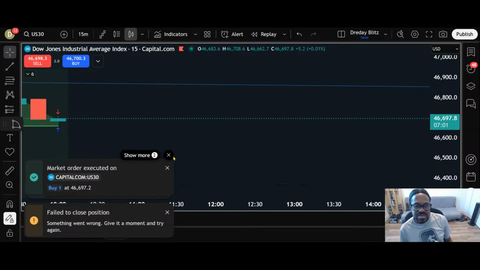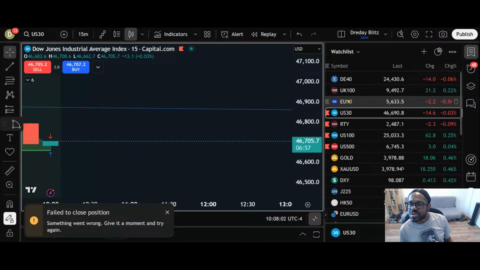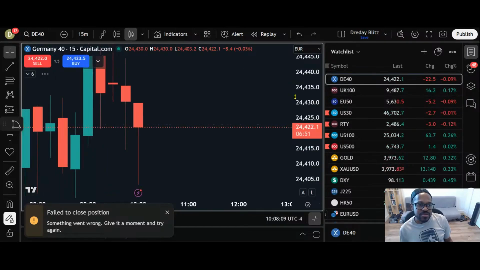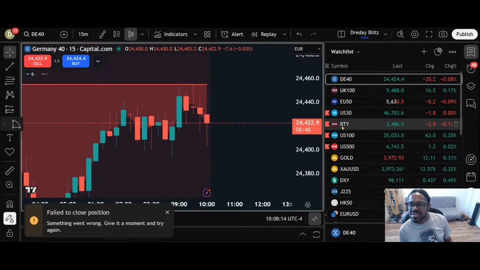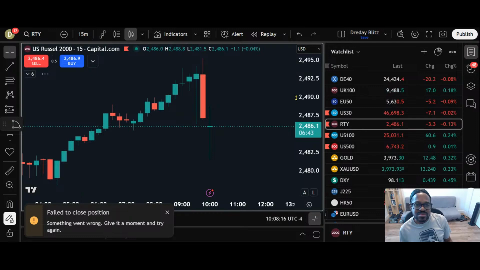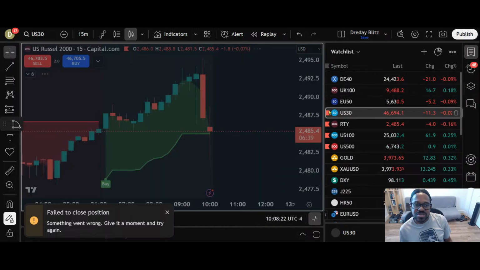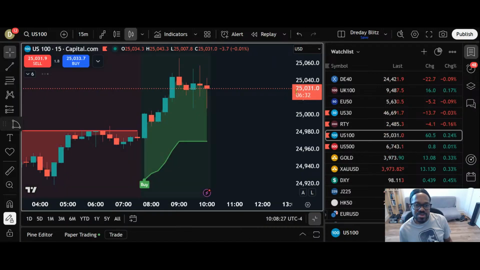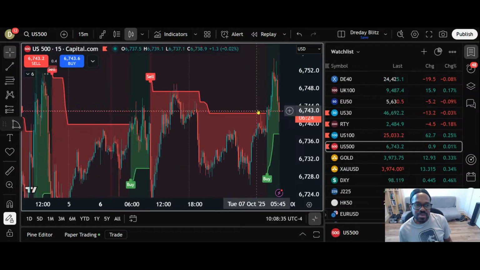All right. If we look at all of the setups here, we had Russell, which was a buy. US30 was a buy, but like I said, most of the setups here were starting to reverse. S&P 500. So you see, all of them are reversing here.